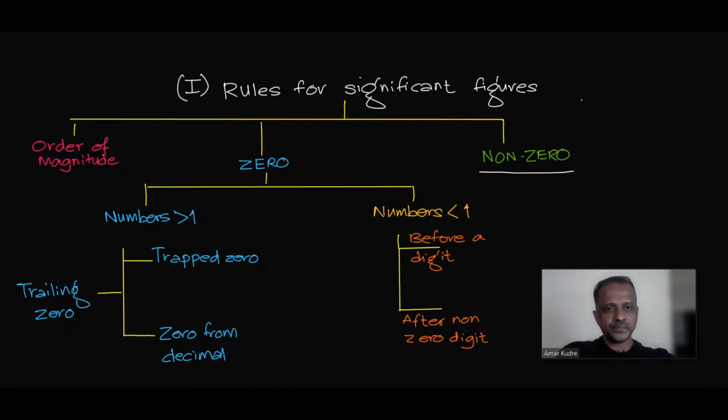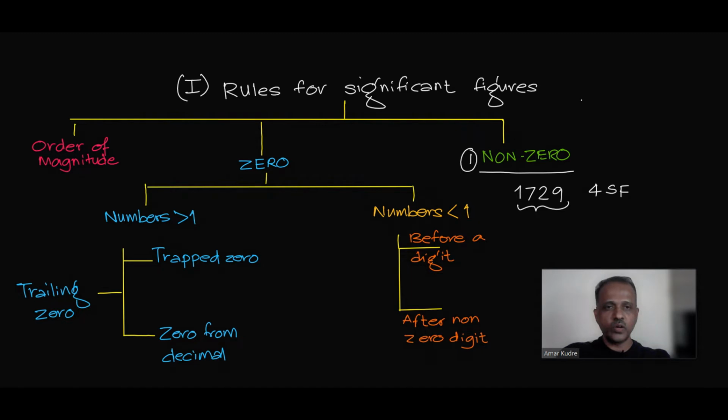Now in the first rule, we have to remember that all non-zero digits are significant. Consider, supposing we got the number 1729, which is my favorite number. Now one may ask, how many significant figures does this number have? Since all digits are non-zero, we can say that this number has four significant figures. It is as simple as that. Don't worry about it.